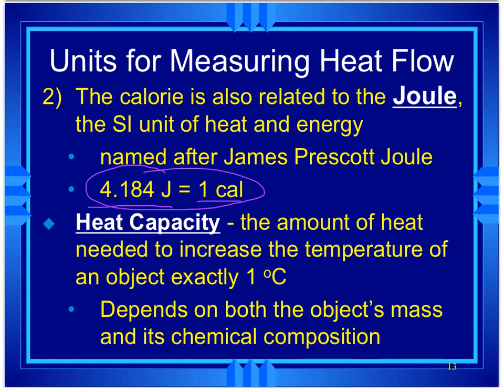So now, here is our third objective. We need to talk about heat capacity and specific heat. Heat capacity is the amount of heat needed to increase the temperature of an object by exactly 1 degree Celsius. So again, another definition to remember. This depends on both the object's mass and the chemical composition. So it's not like we have a specific mass or a specific composition we're looking at. It's just generally described here.